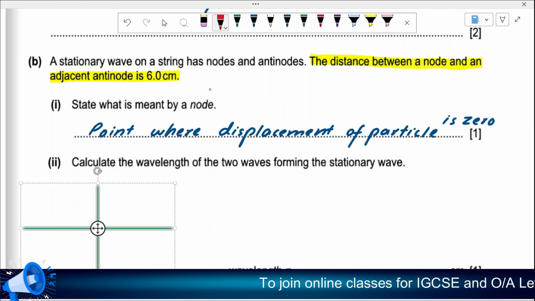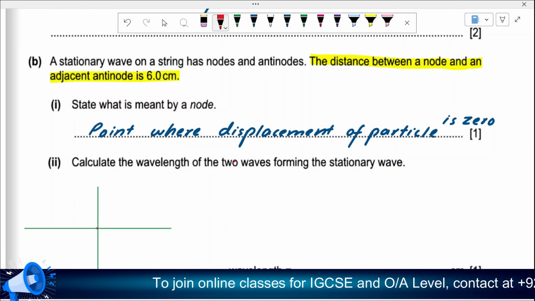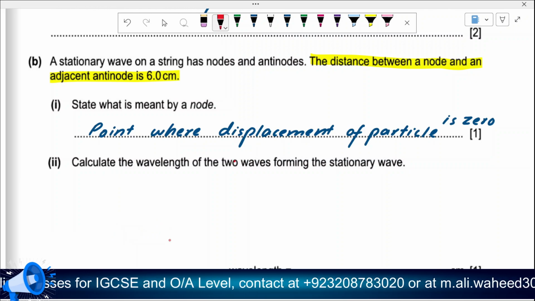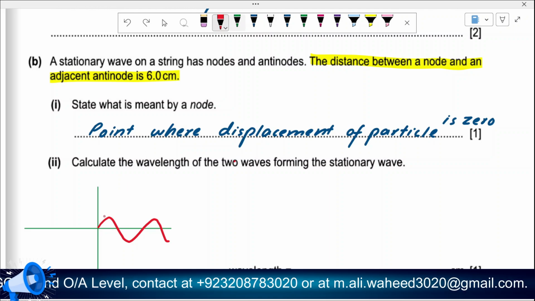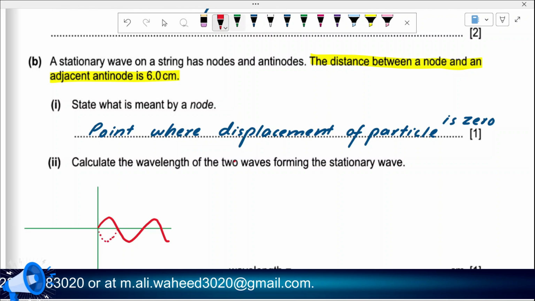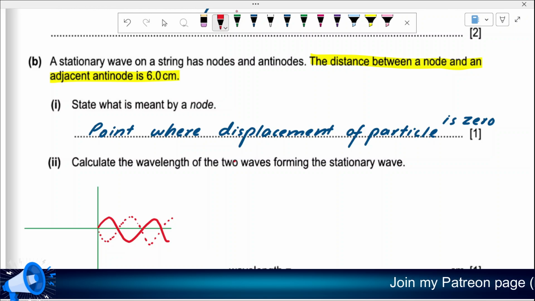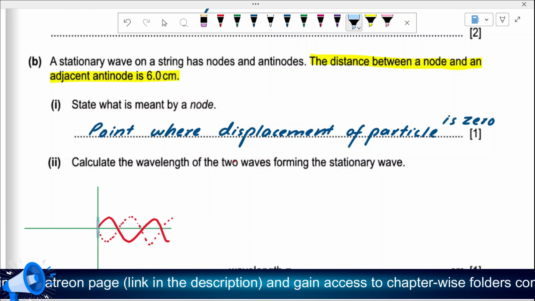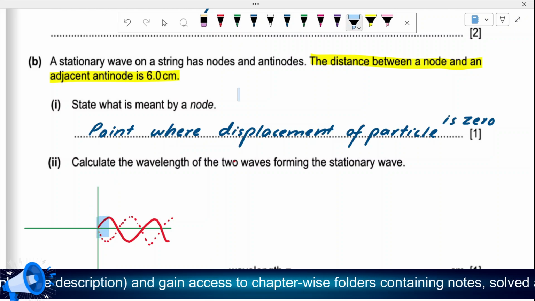So the graph is probably, let's assume this one is the wave, a stationary wave, and I can show that this wave is oscillating up and down by drawing a dotted wave also. So this is a stationary wave, and what we are given is the distance between adjacent node and antinode. Let's say this is the node and the next one is the antinode.